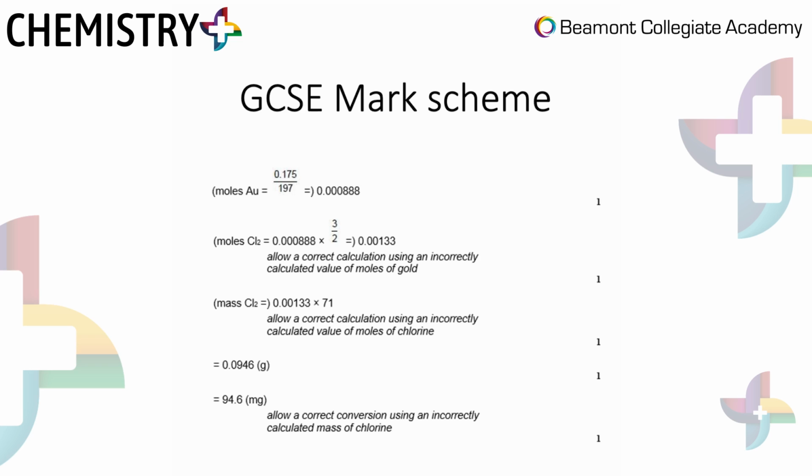Looking at the GCSE mark scheme, 1 mark given for calculating the moles of gold, 1 mark has been given for calculating the moles of Cl2, 1 mark has been given for calculating the mass of Cl2 and giving an answer, and then the final mark has been given for converting grams into milligrams. 5 marks in 5 small steps. How did you do?